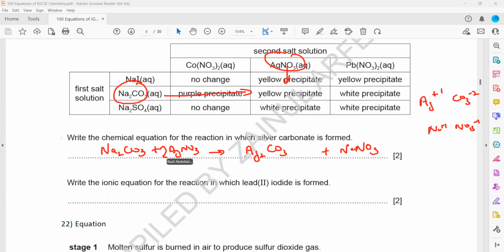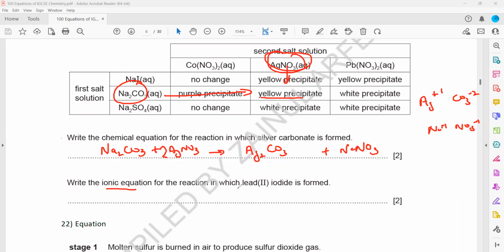The second part is balancing. So 2 silver, so we put 2. Silver is balanced and carbon is balanced. Oxygen is 3 multiplied by 2, 6, and 9, so all of them are balanced. So how do we identify that this should be silver carbonate formation? Because silver nitrate is mixed with sodium carbonate, so it's an ionic precipitation in which ions exchange and it will form one insoluble salt.